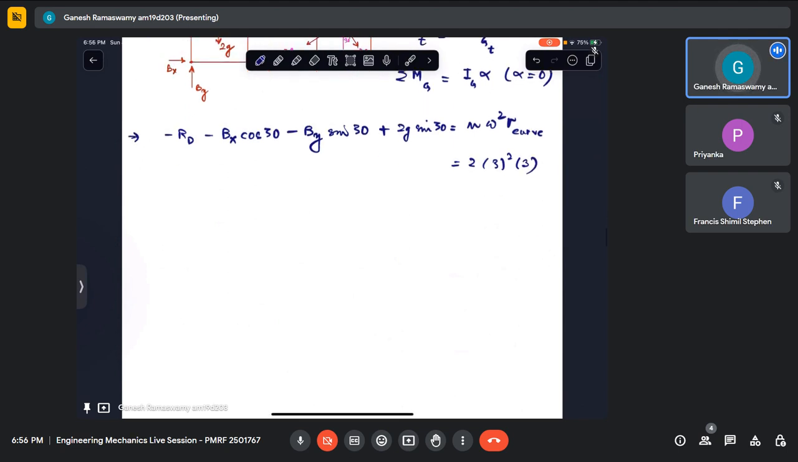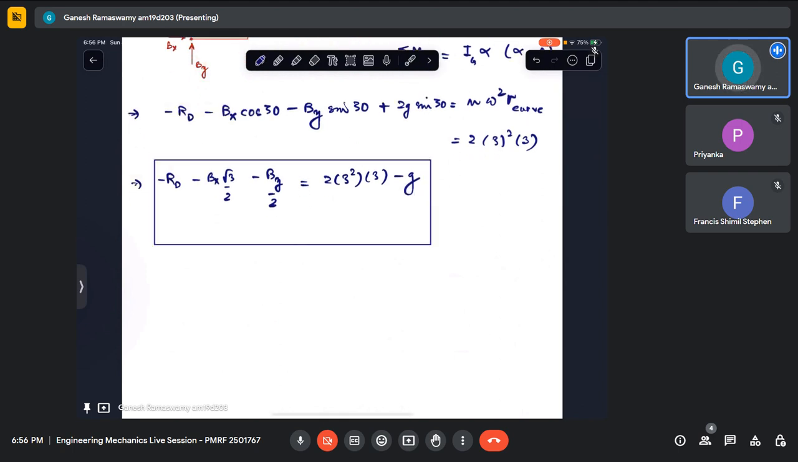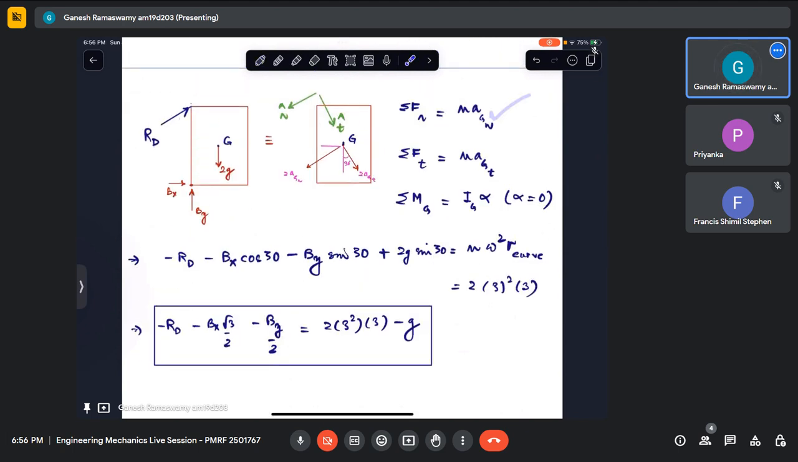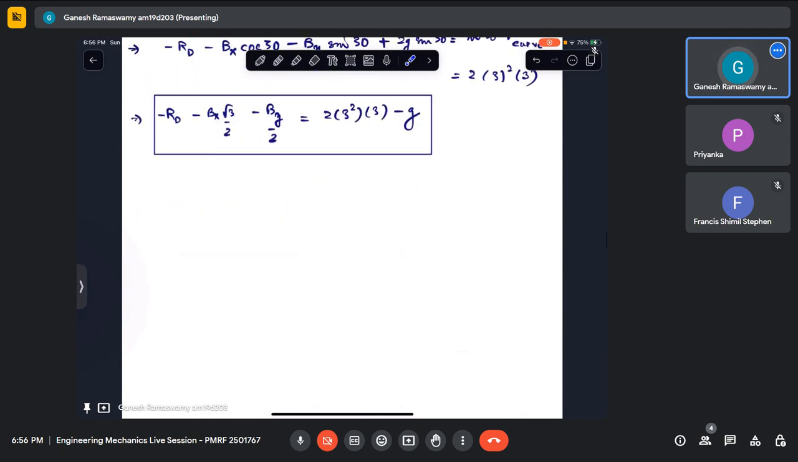So I have one equation like this, which gives me what? Minus RD minus Bx root 3 by 2 minus By by 2 is equal to 2 into 3 squared into 3 minus 2g by 2. This is just g. So I have another equation like that. So I have used this up. Now let us use this one up. So what does that give us? Sigma Ft.